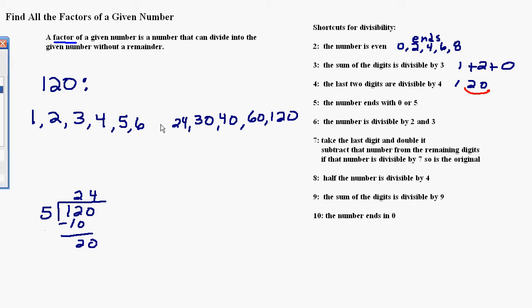I may have to expand my list down here a little bit. I think I didn't leave enough room. This guy has a lot of factors. Okay, so we're just up to 6 and 20.